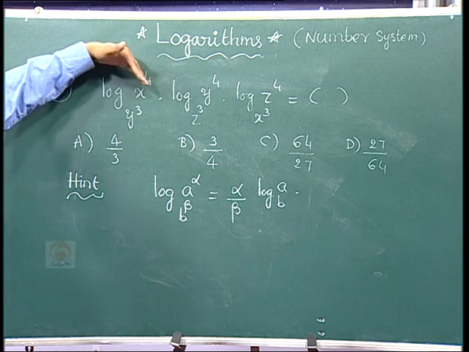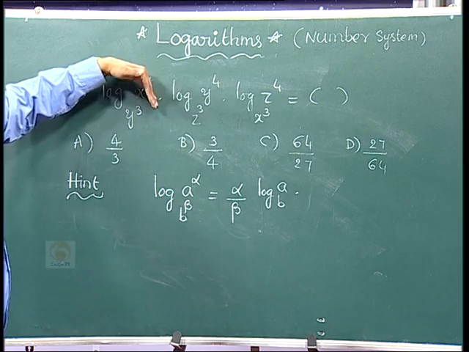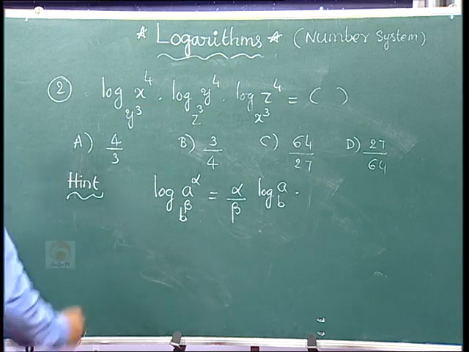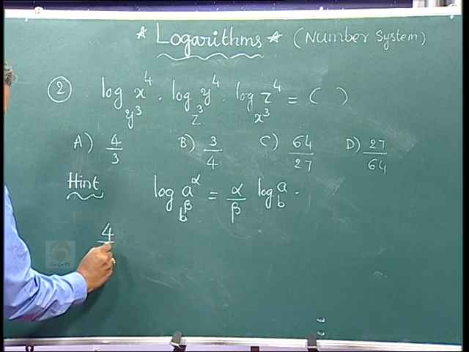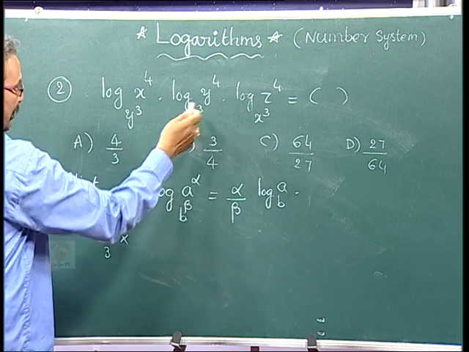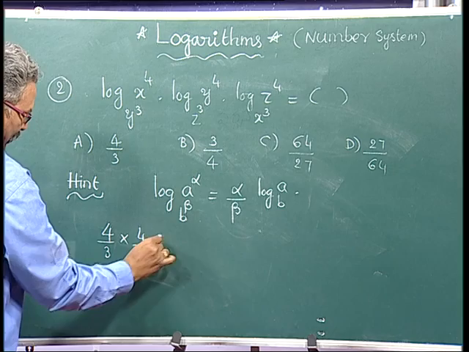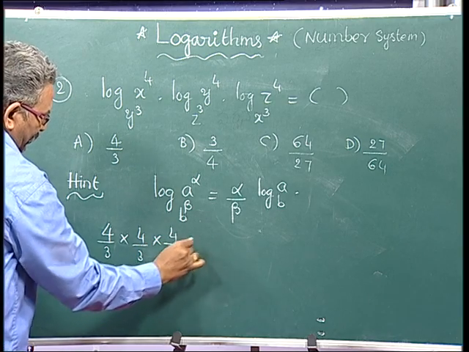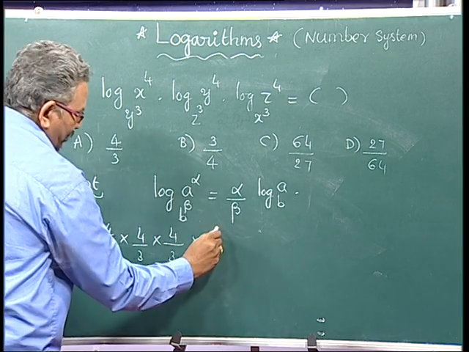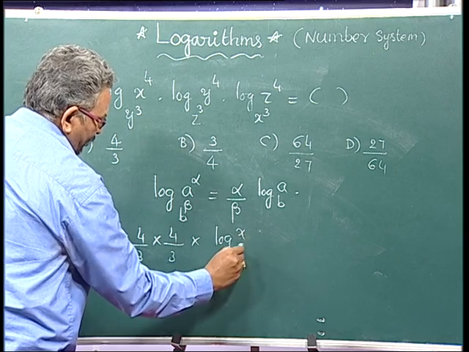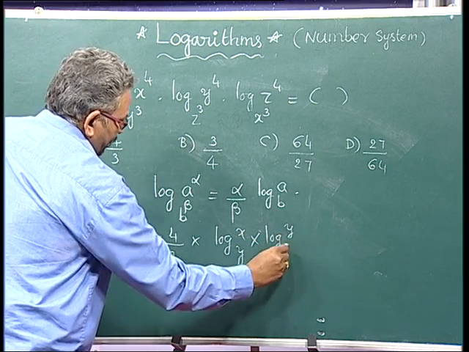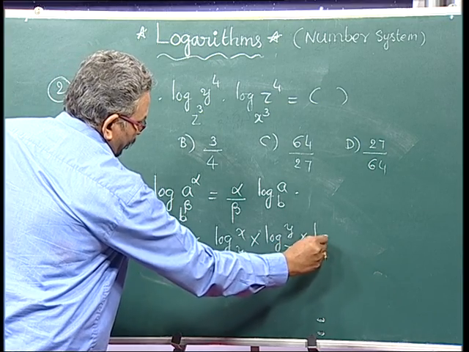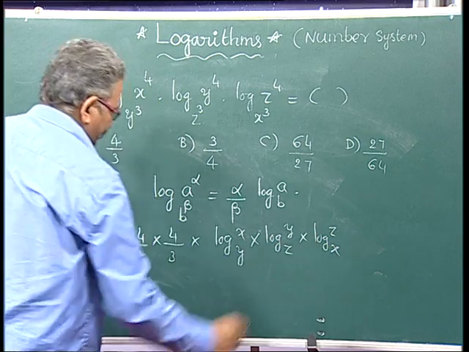See, this can be written as 4 by 3, 4 by 3, 4 by 3. So, that means 4 by 3 times 4 by 3 multiplied by 4 by 3, here log x to the base y, this is log y to the base z into log z to the base x.